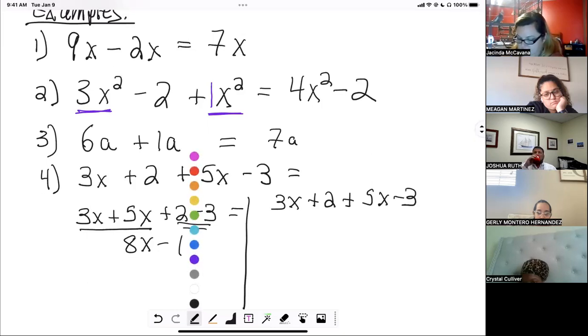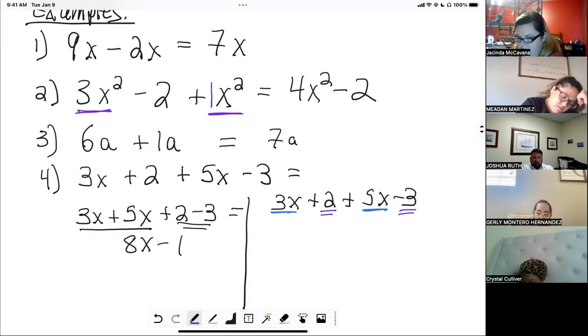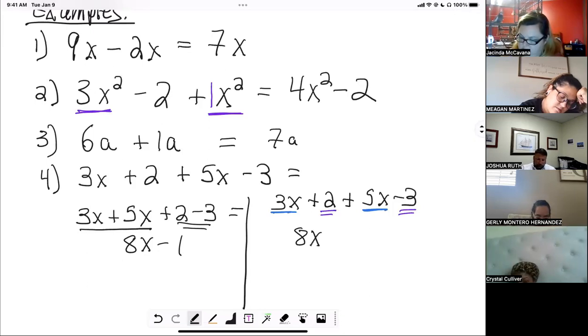Some students like to use underlining. So they'll go, okay, this is a like term and that's a like term. This is a like term and that's a like term. I'm going to put them together. So they look at the underline and put them together. Let's say underline 3x plus 5x. That means there's 8 of them all together. And then look at the double underline: 2 plus negative 3, that's negative 1, so minus 1.